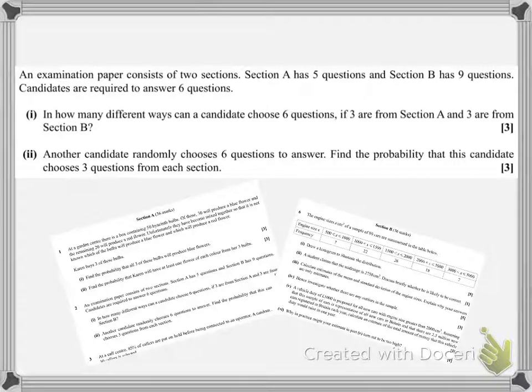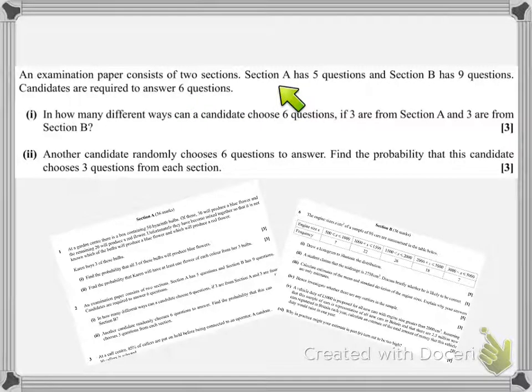This is an S1 probability question. This question involves an exam which has got two sections, Section A and Section B. But unlike the exams that you're used to, where you have to answer all the questions in Section A and all the questions in Section B, in this particular exam, candidates only have to answer 6 of the questions.